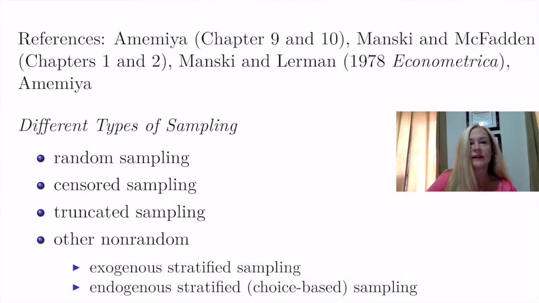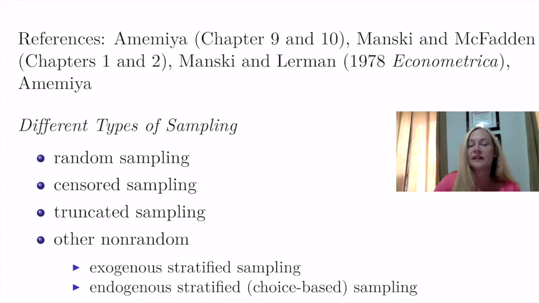In this video, we're going to look at non-random sampling. The references here are these chapters by Amemiya, and then the Manski and McFadden book, and then there's an old Manski and Lerman Econometrica article about how to adjust for non-random sampling in binary choice estimation.